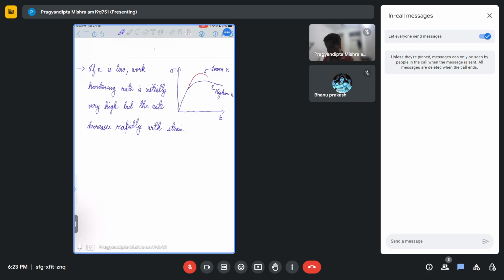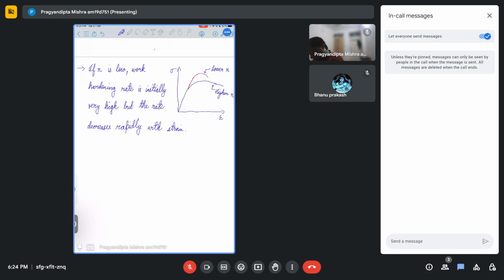Okay. So as you can see from the graph, at lower values of n, your work hardening would be very high initially, which means that initially itself you will get a very large peak, as you can see here in this graph that I have drawn. But the rate will rapidly go down as we increase the strain. Okay, so this is something that you can note.